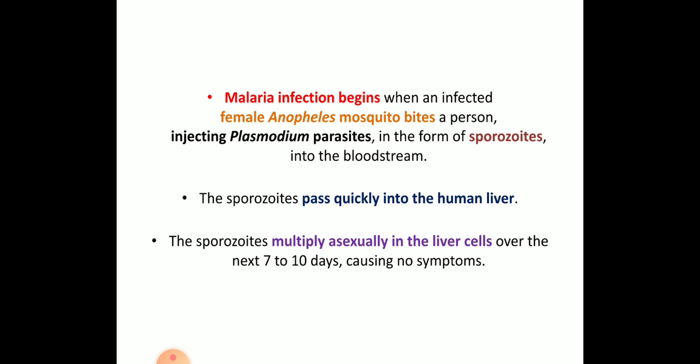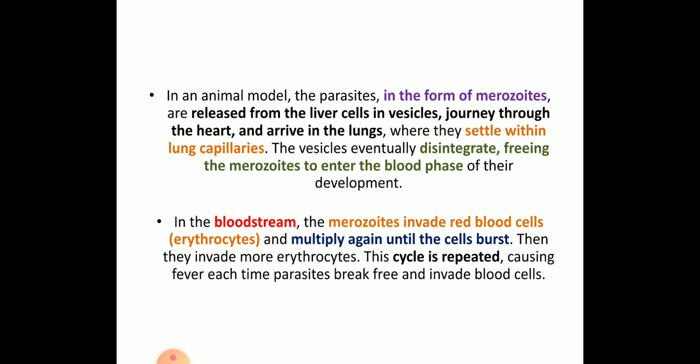Malaria is an infection which begins when the infected female Anopheles mosquito bites and injects the Plasmodium parasites in the form of sporozoites, which are the immature form. Once they enter the human, they pass to the liver cells and multiply asexually, and they become trophozoites, that is, they enlarge. The immature forms are called merozoites, and they are released into the liver cells and settle down.